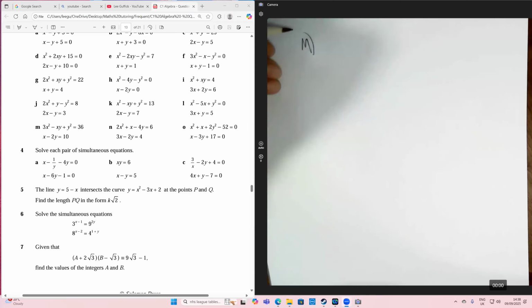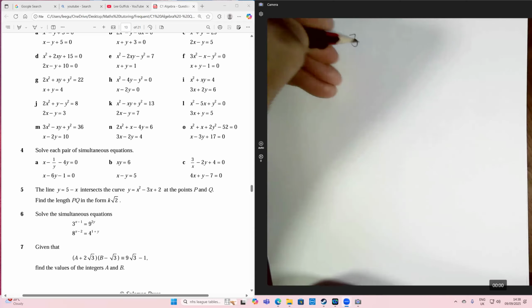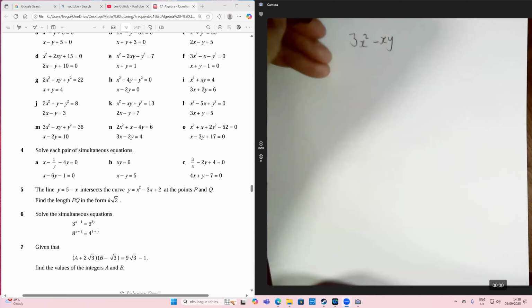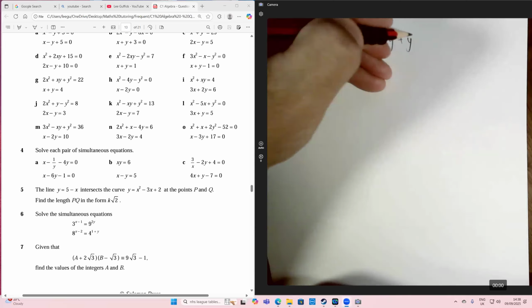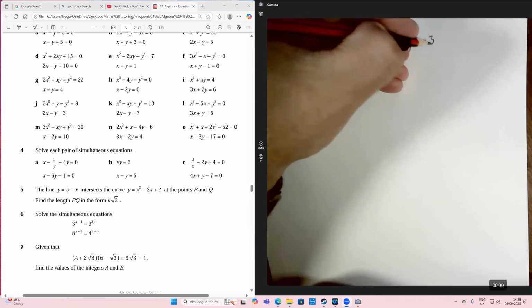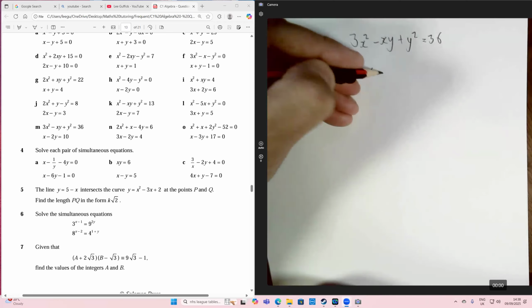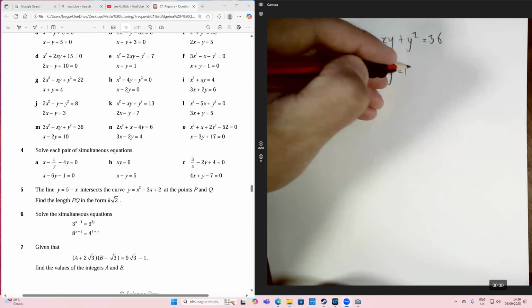I'm going to go through this question 3m here, where we have 3x² minus xy plus y² equals 36. And then the other equation is x minus 2y is equal to 10.